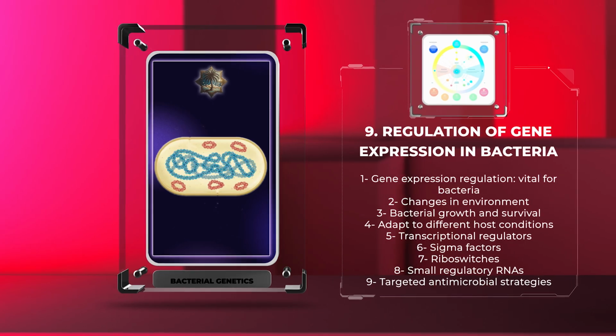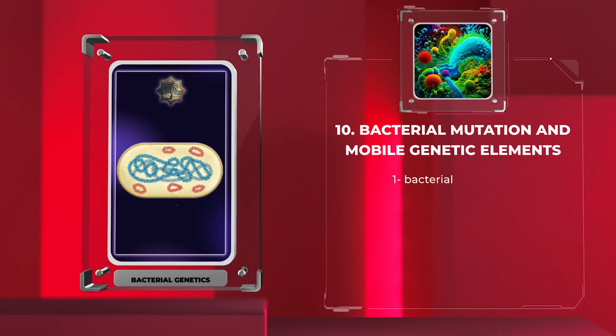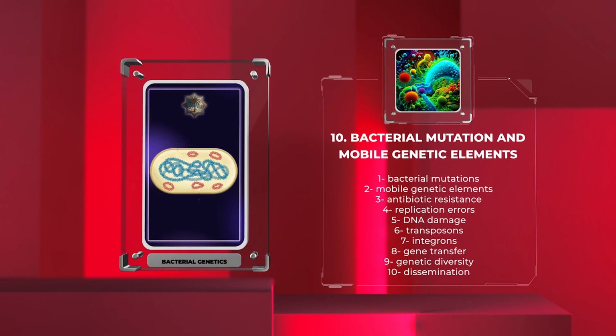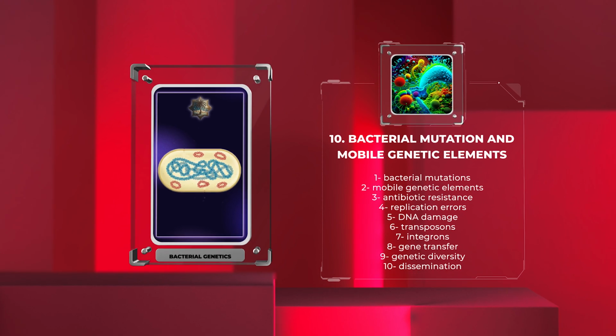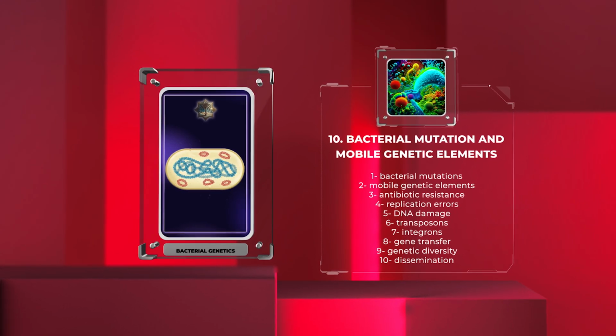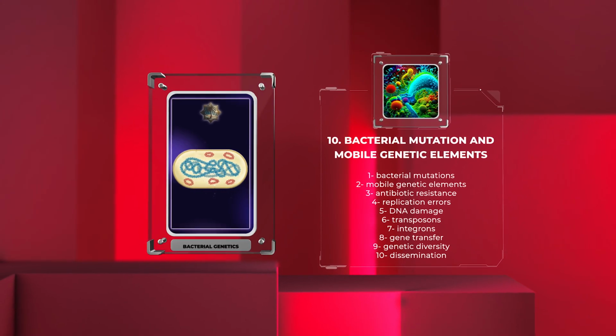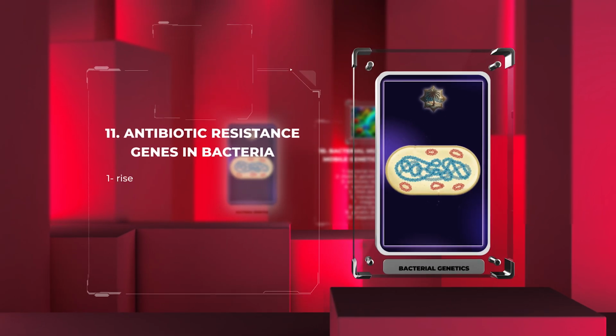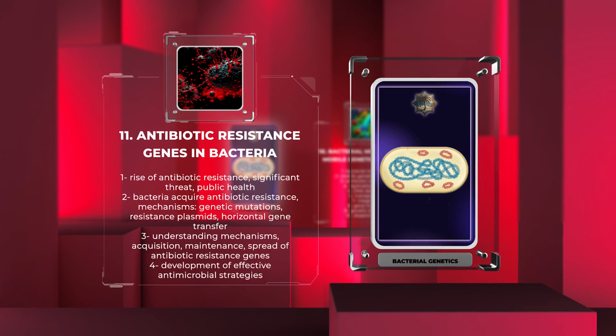Understanding bacterial mutations and mobile genetic elements is crucial for combating antibiotic resistance. Mutations occur due to replication errors or DNA damage. Mobile genetic elements, like transposons and integrons, promote gene transfer, increasing genetic diversity and dissemination of harmful traits. The rise of antibiotic resistance poses a significant threat to public health.